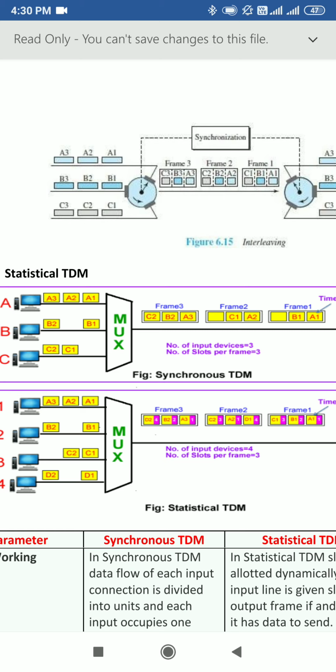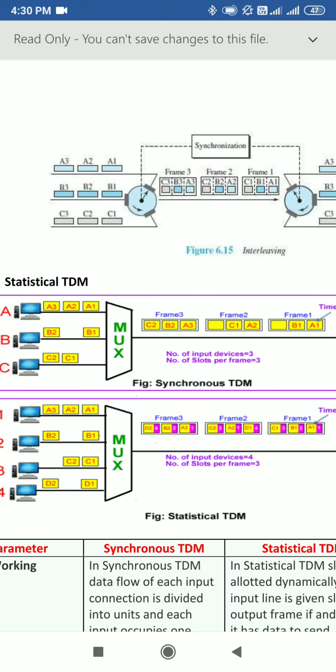But frame 1 will consist of the units of the first cycle. In the first cycle we have units A1, B1, there is no C1, so A1, B1. The second cycle has the units A2, C1. The third one has A3, B2, C2. You can just observe here, time slots within the frame are empty. This leads to wastage of bandwidth.